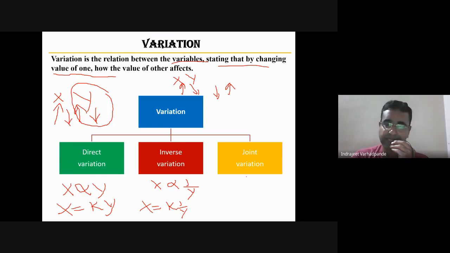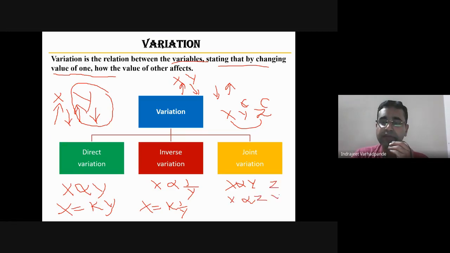This is inverse variation. What do you mean by joint variation? See, when there are three different variables x, y, and z, x is directly proportional to y, keeping z as constant. x is directly proportional to z, keeping y constant. In that case, it is called jointly proportional to the variables. So x is directly proportional to y, keeping z constant. x is directly proportional to z, keeping y constant. Then x is directly proportional to yz, that is joint variation.